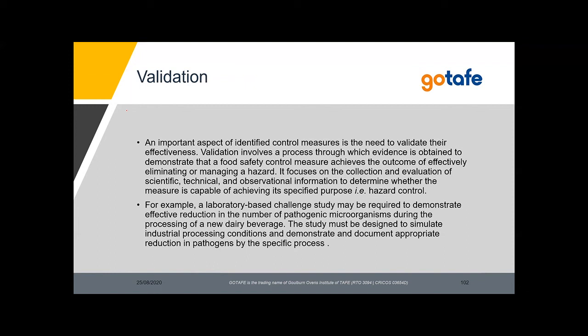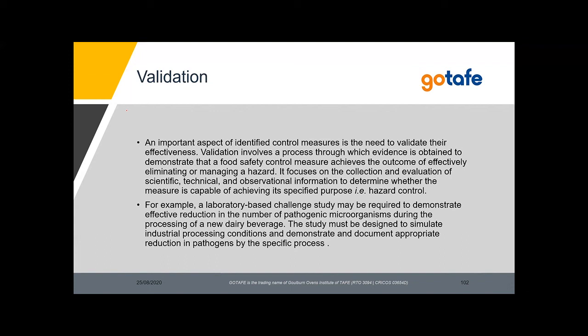So an important aspect of identified control measures is the need to validate their effectiveness. Validation involves a process through which evidence is obtained to demonstrate that a food safety control measure achieves the outcome of effectively eliminating or managing the hazard.